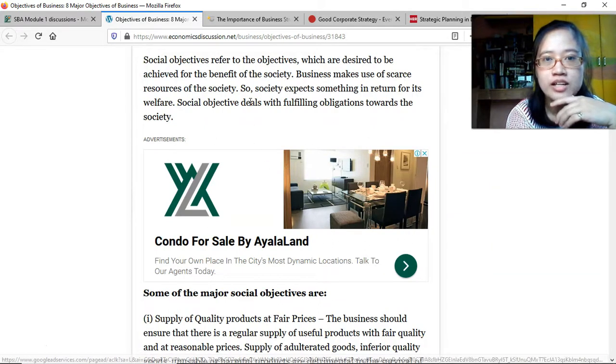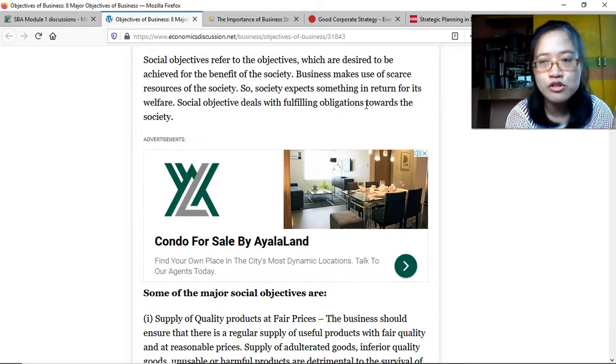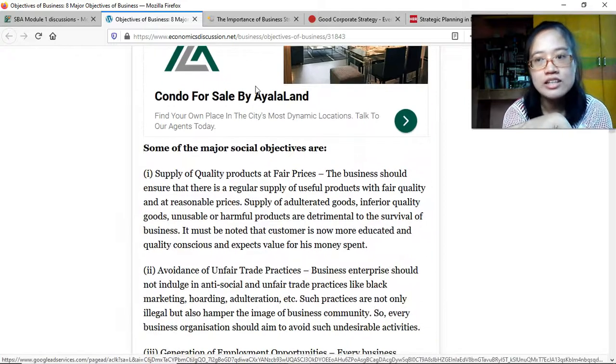Social objectives naman refer to the objectives which are desired to be achieved for the benefit of the society. Business makes use of scarce resources of the society, so sometimes it's expected that people give back to the community. So first and foremost, of course, employment to the people in the community. And then payment of taxes, mga corporate social responsibility projects. So those are just some of it. And of course, adhering with the laws and regulations and ensuring that they are not harming the environment, through proper waste management. Those are just some.